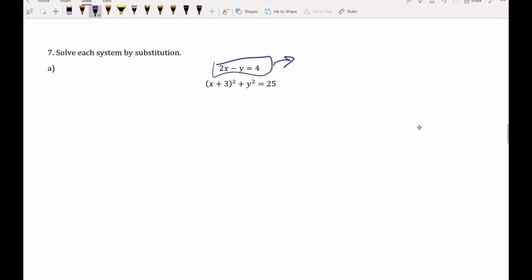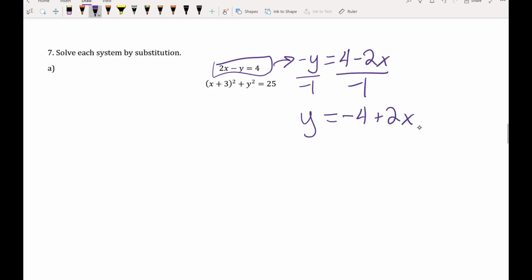So if I subtract 2x on both sides, I get negative y equals 4 minus 2x. And then if I divide by negative 1 on both sides, I get y equals negative 4 plus 2x, which I can rewrite as y equals 2x minus 4. I know sometimes it's kind of hard to look at in that form, so I try to get into my habit of writing my x terms first.